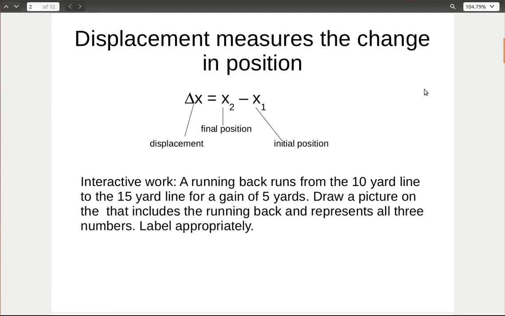Okay, so our first interactive work for the day. Imagine a running back. This is American football. A running back runs from the 10-yard line to the 15-yard line for a gain of 5 yards. Draw a picture that includes the running back and represents all three numbers, and label everything appropriately. Okay, so this is yards, not meters, because football. But I want you to make a drawing, and I'll show you the answer in just a moment.